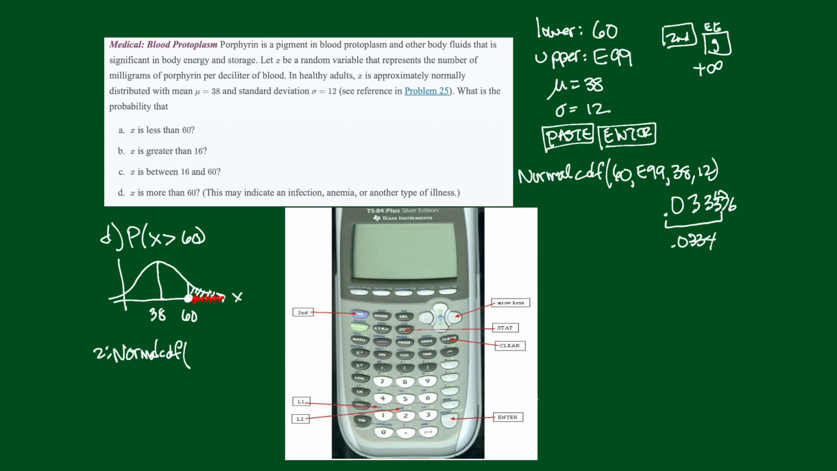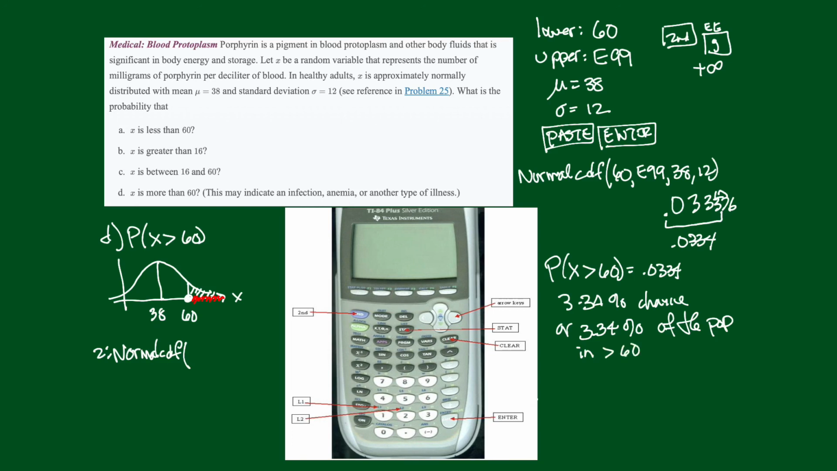0.0334. So I'm going to claim that the probability of getting a porphyrin level greater than 60 is 0.0334. Now that means that there's about a 3.34% chance of getting that, or 3.34% of the population is greater than 60.